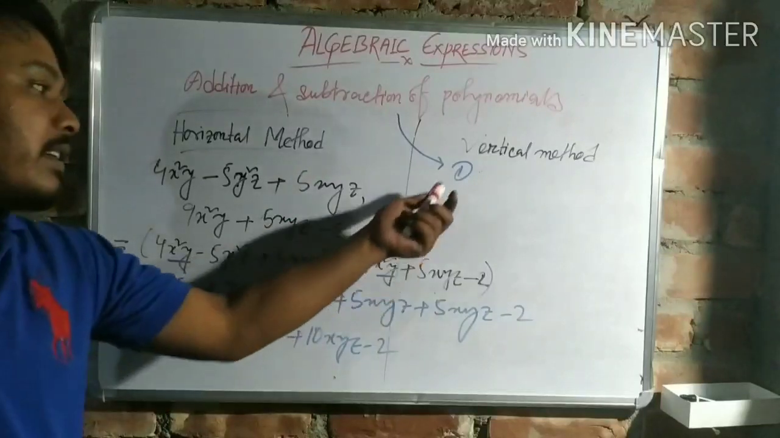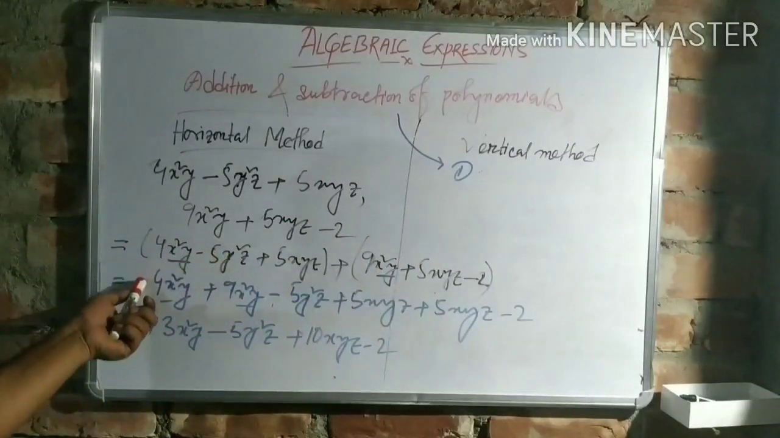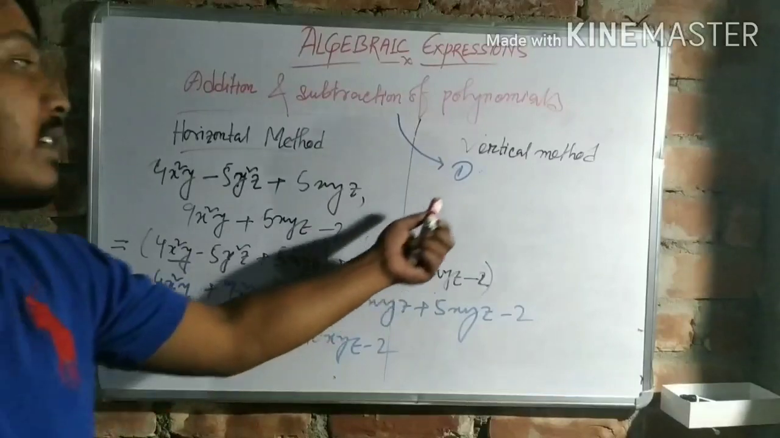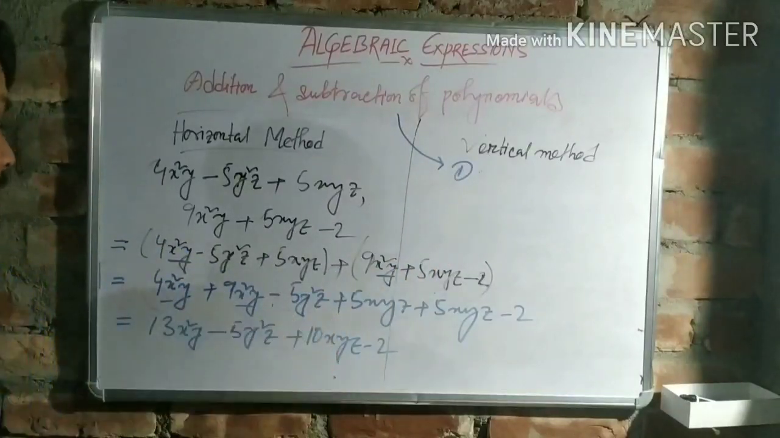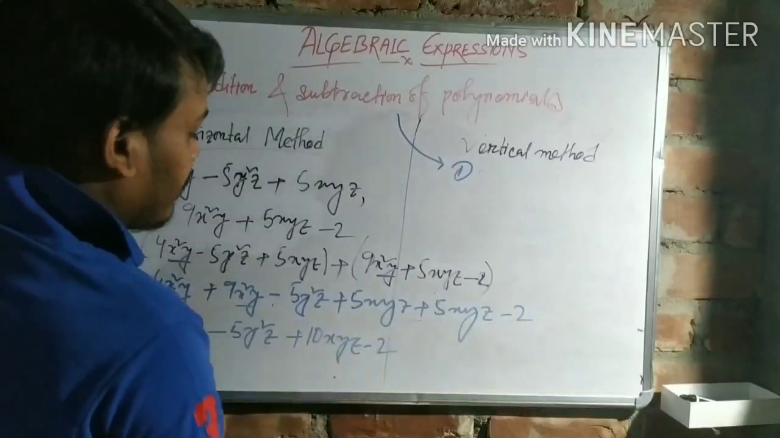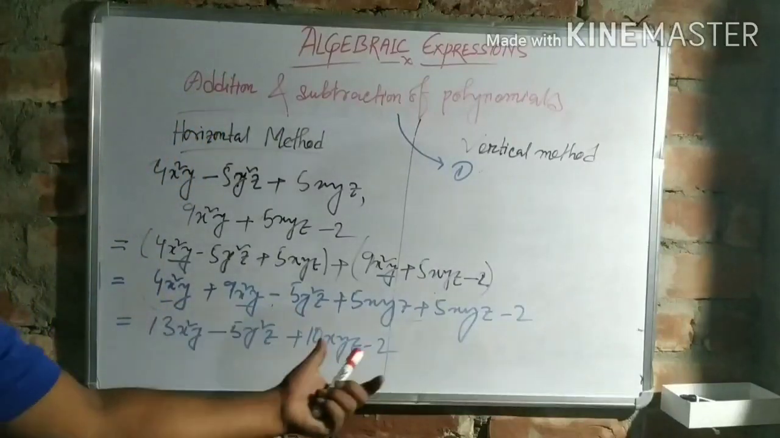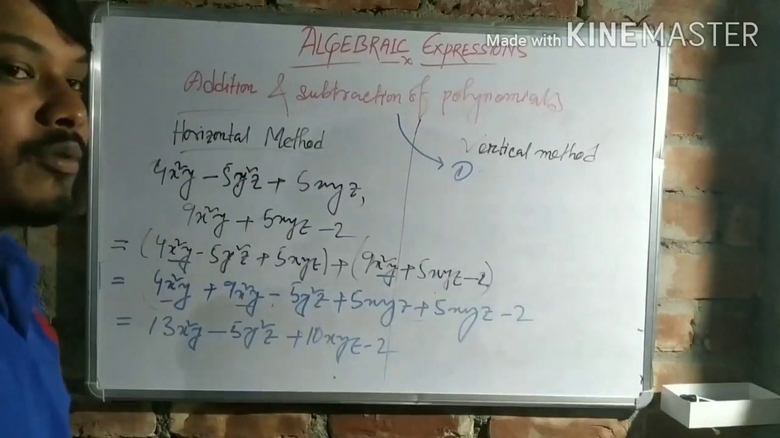So what is the step? First step, we write the like terms together. So these two like terms, these two like terms. Okay. Then add or subtract the like terms. Then we get the result.